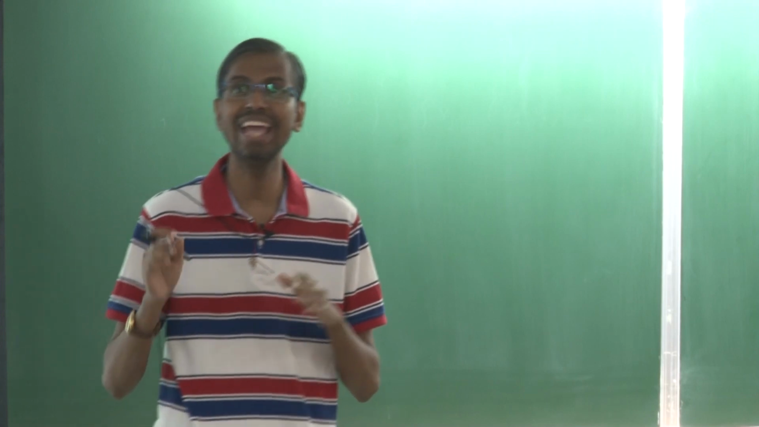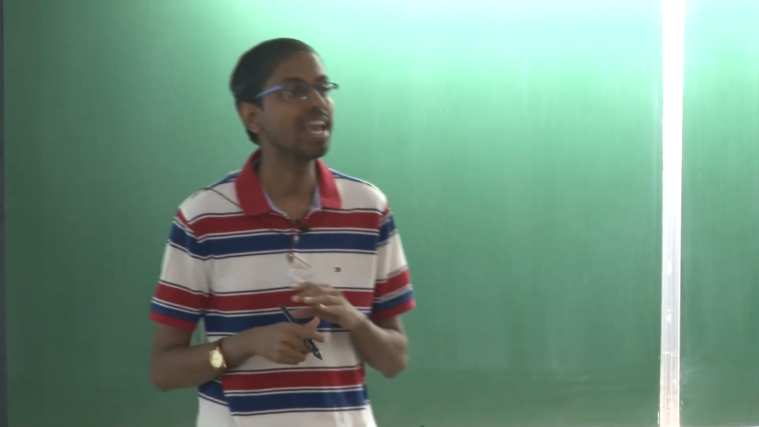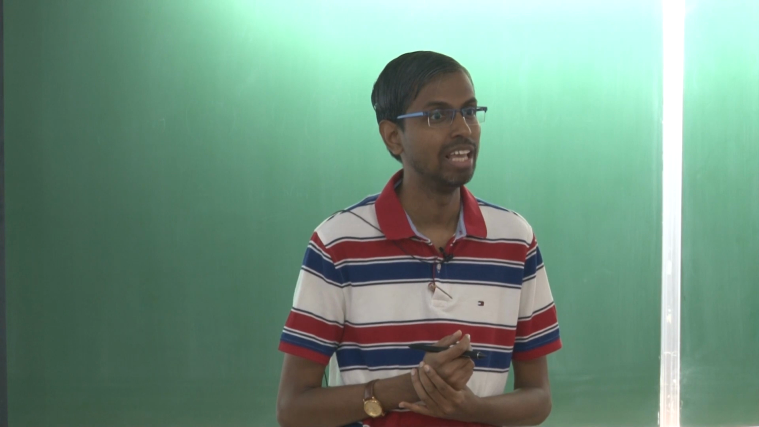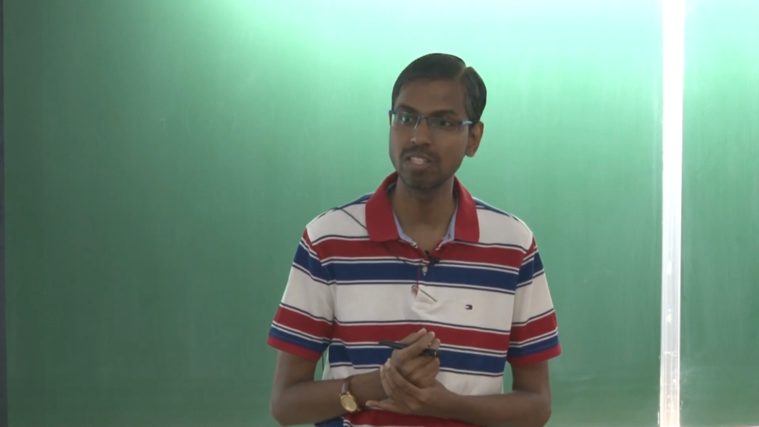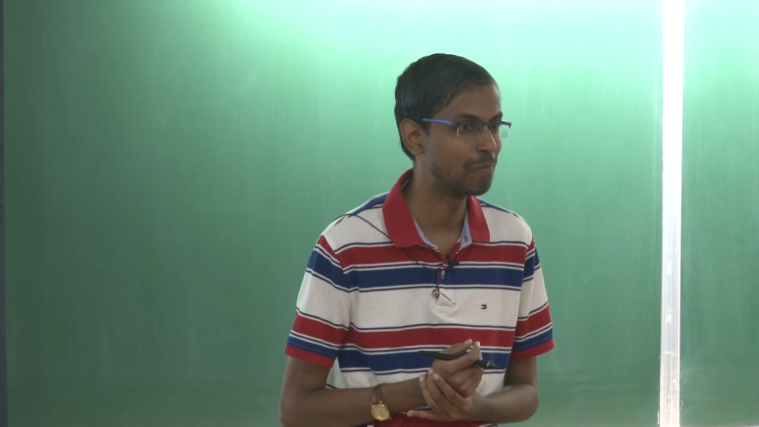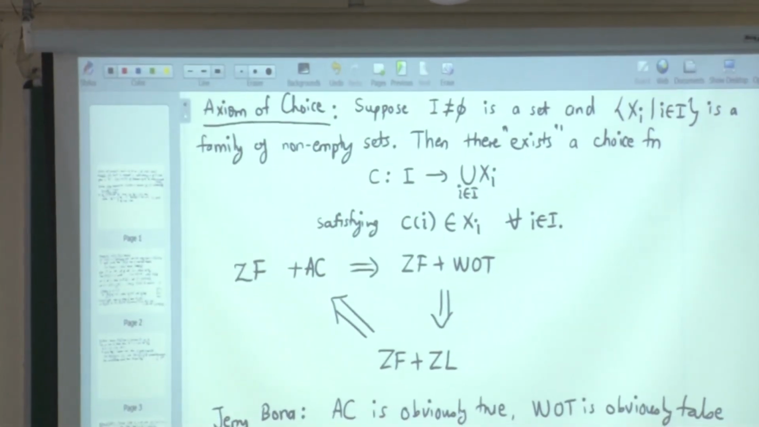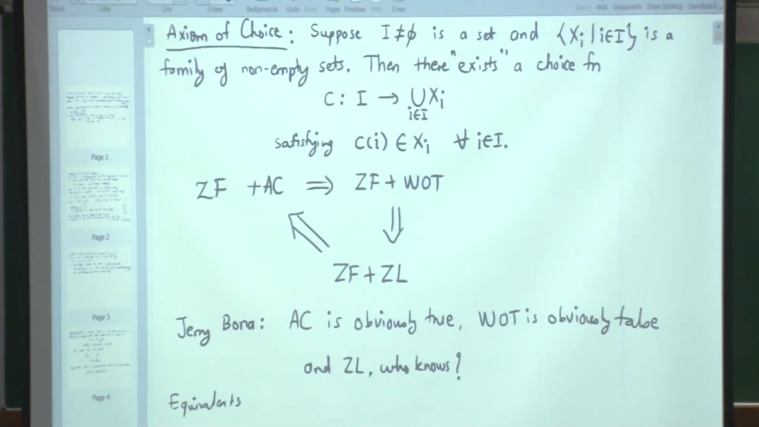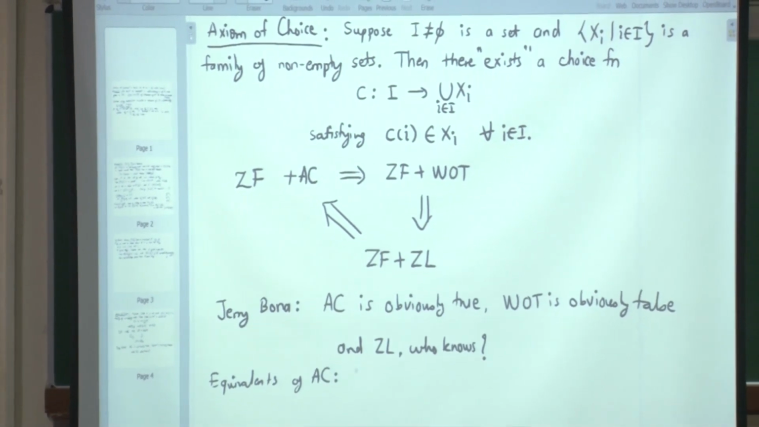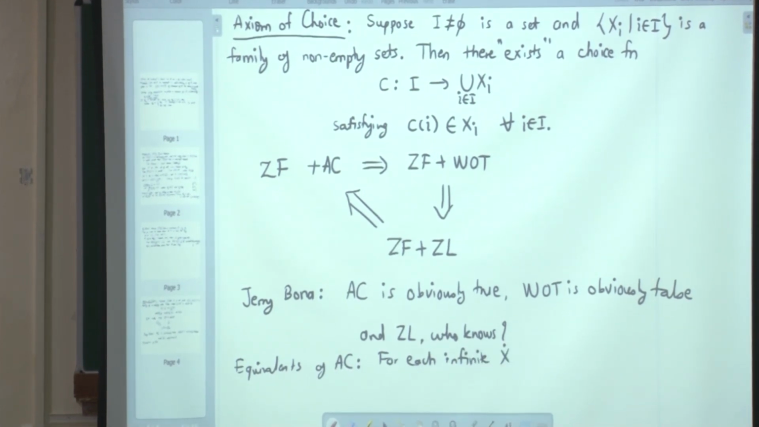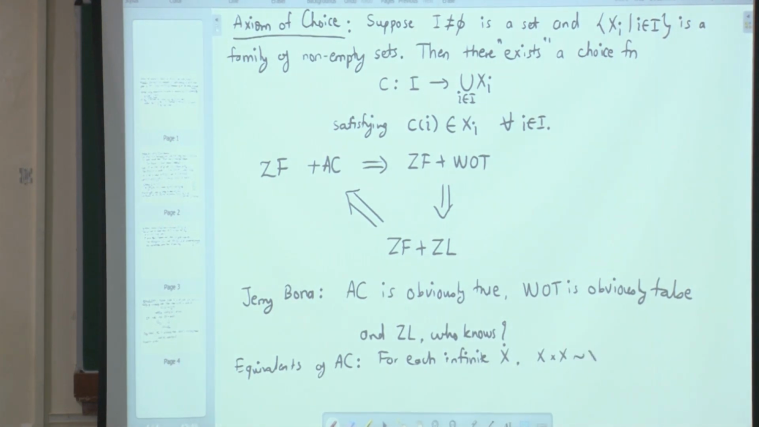Given any infinite set X, is X cross X in bijection with X? Now this is also an equivalent statement of the axiom of choice. There are many other equivalents. For each infinite X, X cross X is in bijection with X.